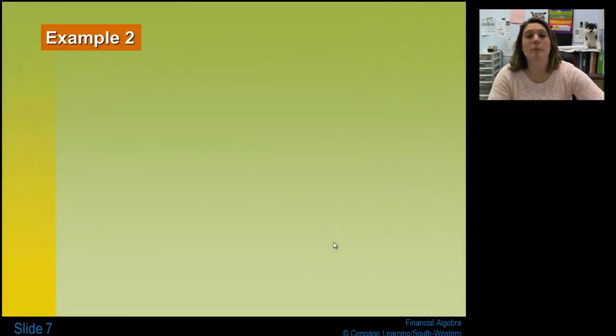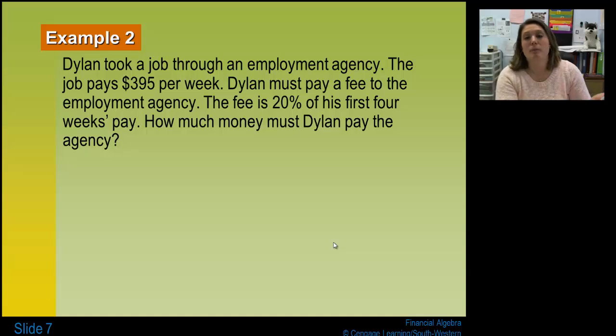For example 2, Dylan took a job through an employment agency. The job pays $395 per week. Dylan must pay a fee to the employment agency. The fee is 20% of his first 4 weeks of pay. How much money must Dylan pay the agency? Well, the first thing we need to do is take 20% of his first 4 weeks of pay.